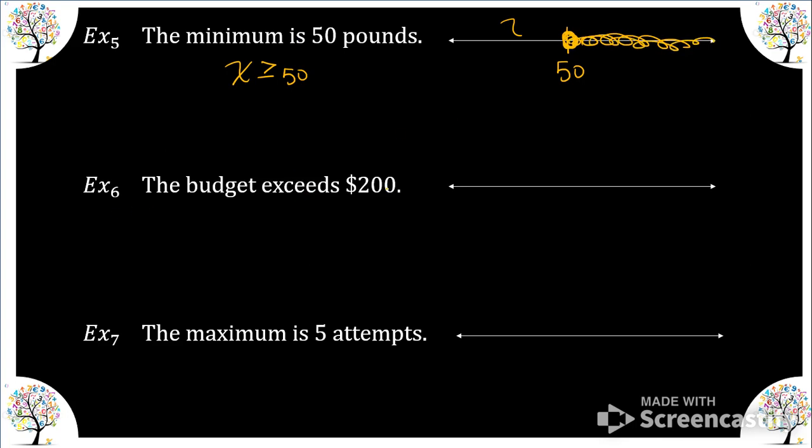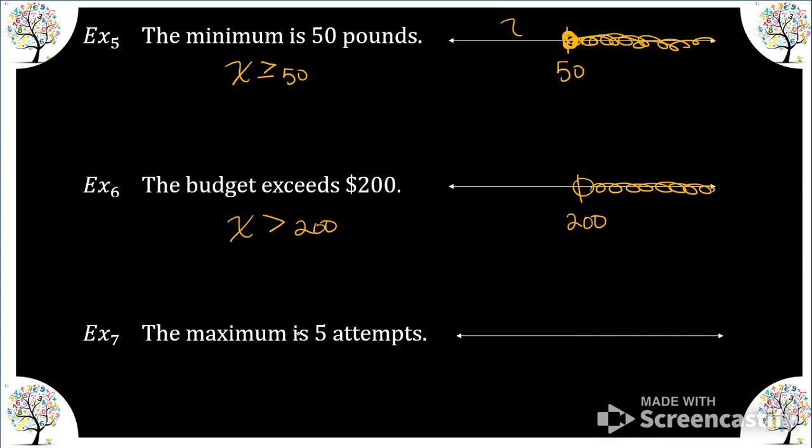The budget exceeds 200, so X represents the budget. Exceeds means more than 200. So it is more than 200. It cannot be 200, so it's open and shaded to the right.